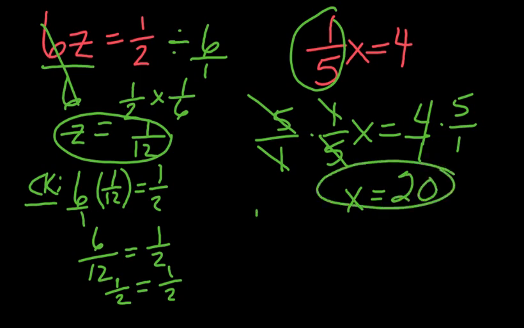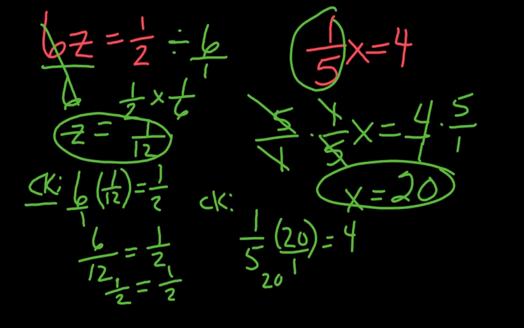Check it. 1/5 of 20 equals 4. Put that over 1. 1 times 20 is 20. 1 times 5 is 5. 20 over 5 equals 4. Of course it does. 20 divided by 5 is 4. So 4 equals 4.